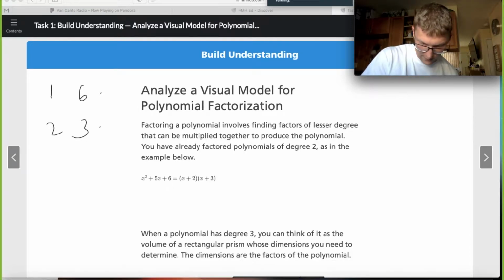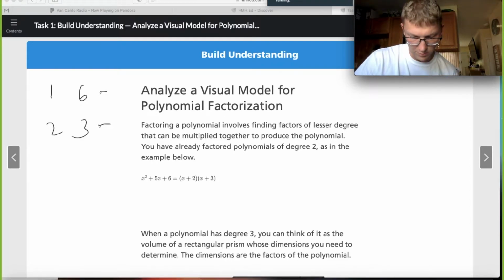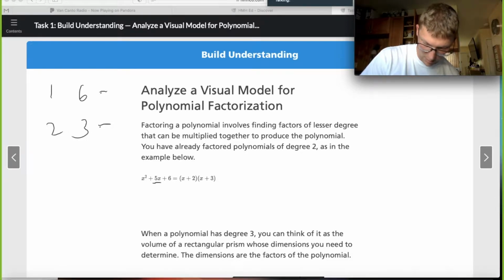We can then look at our different multiples here, and we're trying to add them together to get this number without the x. So just 5 in this case. So 1 plus 6 is not 5, but 2 plus 3 is 5.